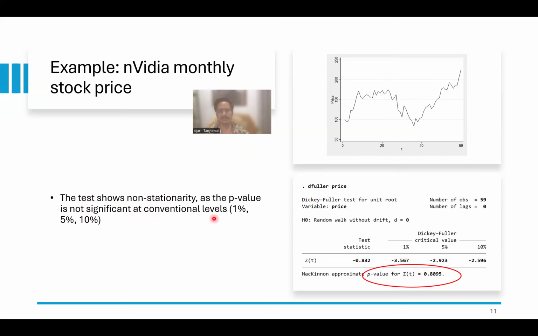The p-value is not significant. Okay, so I'm just going to go ahead and stop this video here, and you can try to run the Dickey-Fuller command on the stock of your choice. Okay, so yeah, we'll just pause this video here.